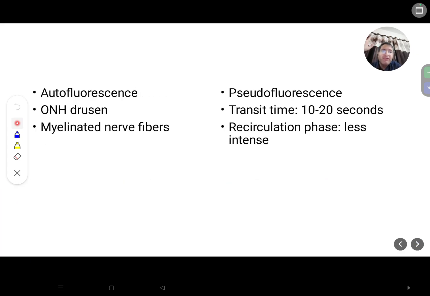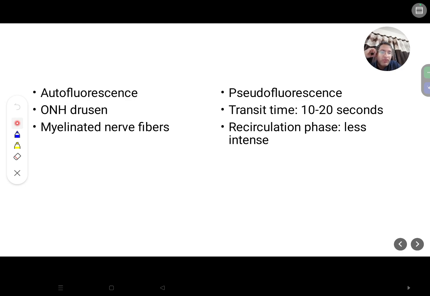We have to differentiate between two entities, between autofluorescence and pseudofluorescence. In autofluorescence, these structures in the retina don't need a fluorescent dye to emit fluorescence. That's why they will be fluorescent in all the phases of the angiogram, be it the very early phase, even before starting the procedure. These structures will appear fluorescent. Examples are optic nerve head drusen and myelinated nerve fiber.